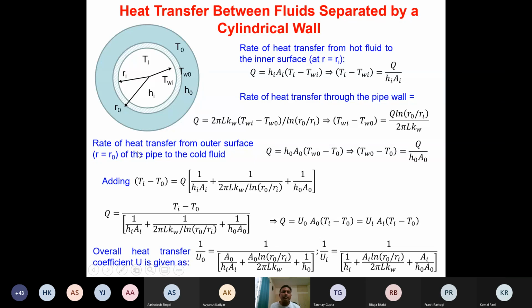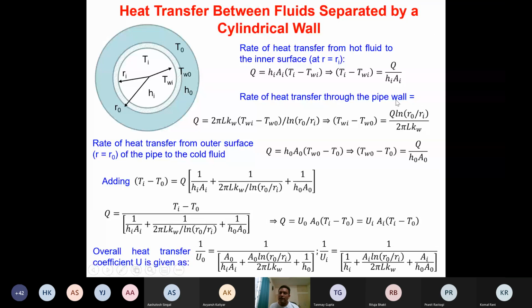Again, the rate of heat transfer from the outer surface at r equals r naught of the pipe to the cold fluid flowing in the annular region can be obtained as Q equals h naught A naught (Tw naught minus T naught). Here T naught is the bulk temperature of the cold fluid flowing through the annular region. That can be rearranged in terms of temperature: Tw naught minus T naught is given as Q divided by h naught A naught.